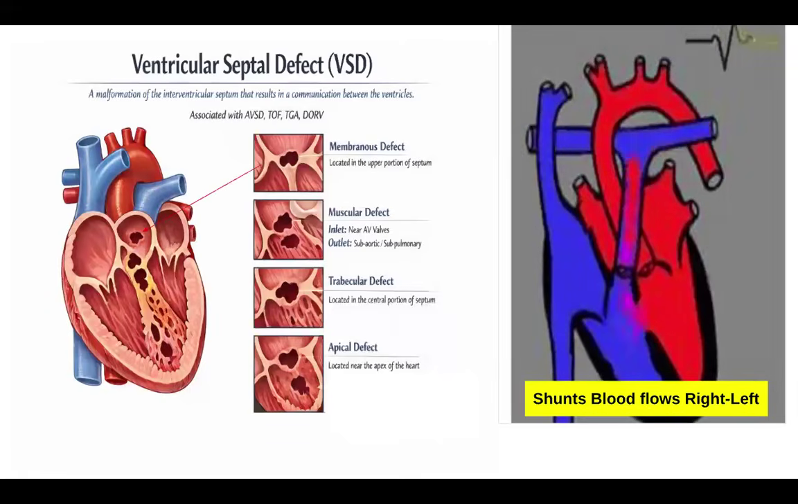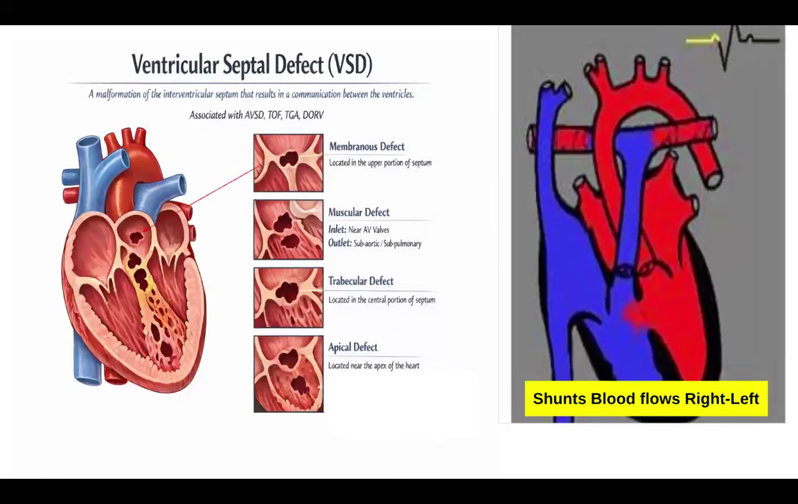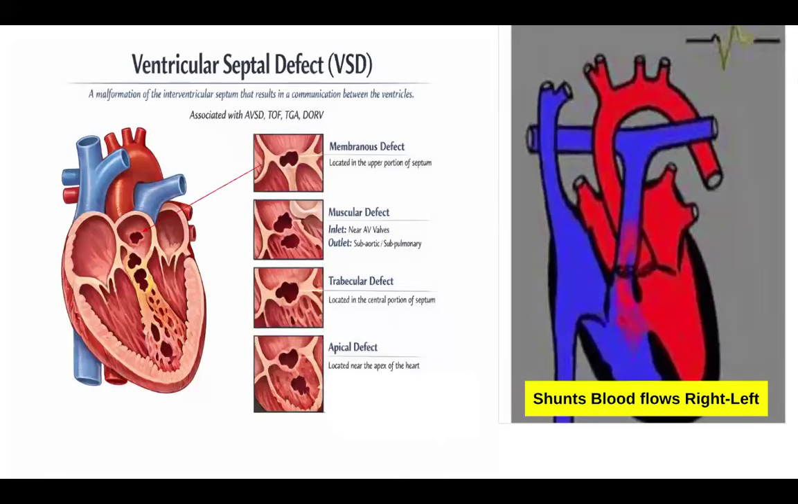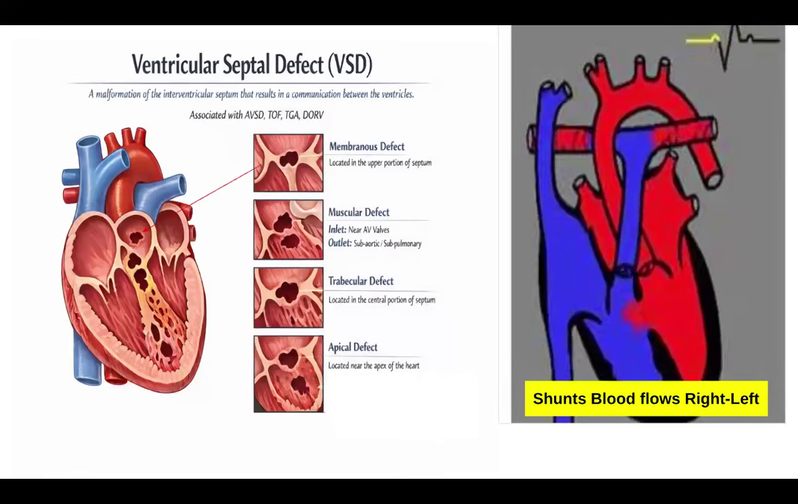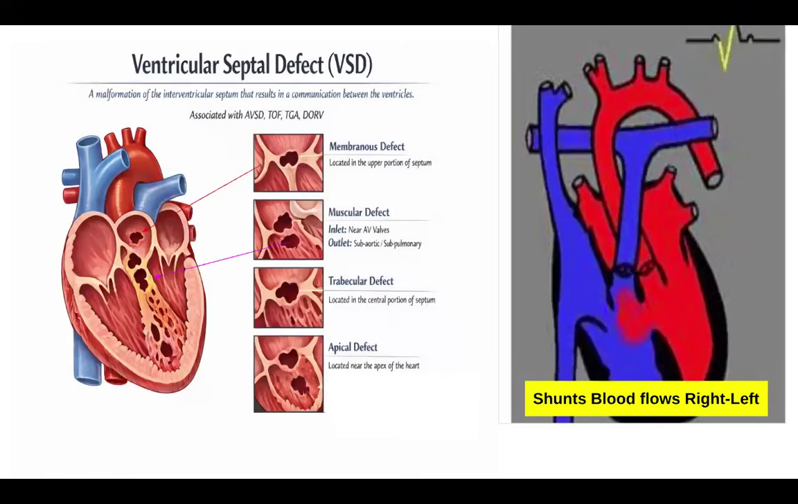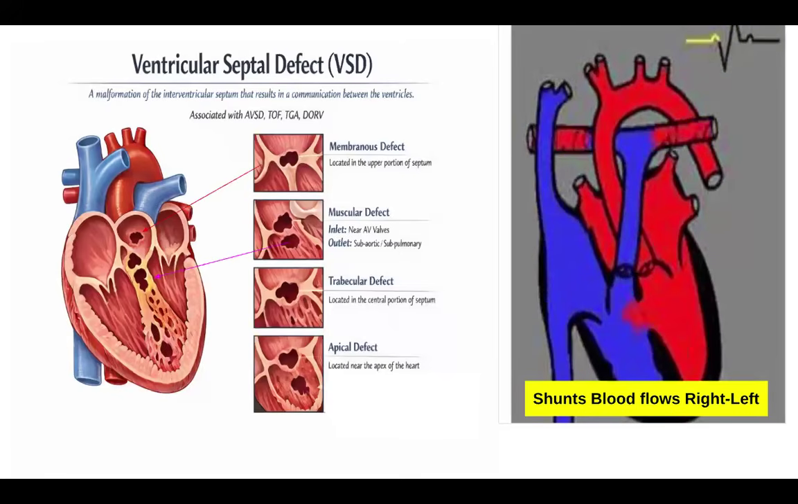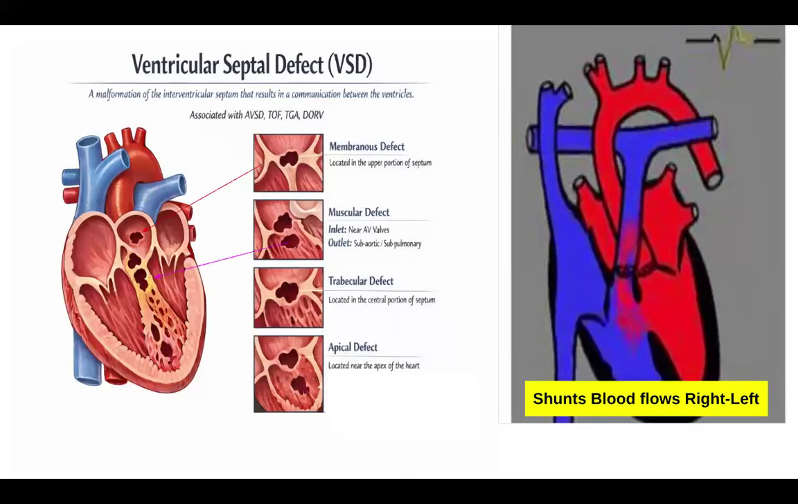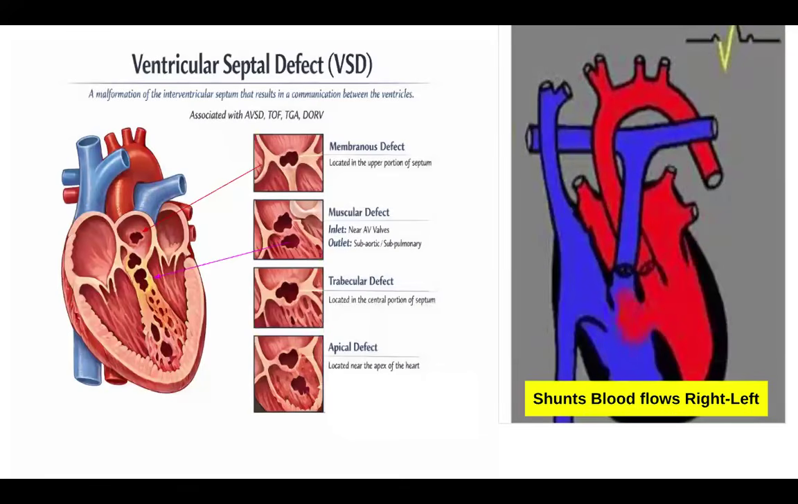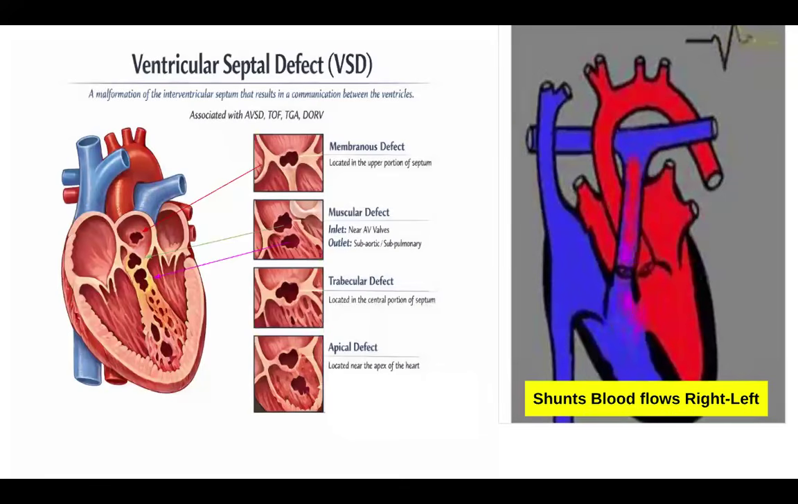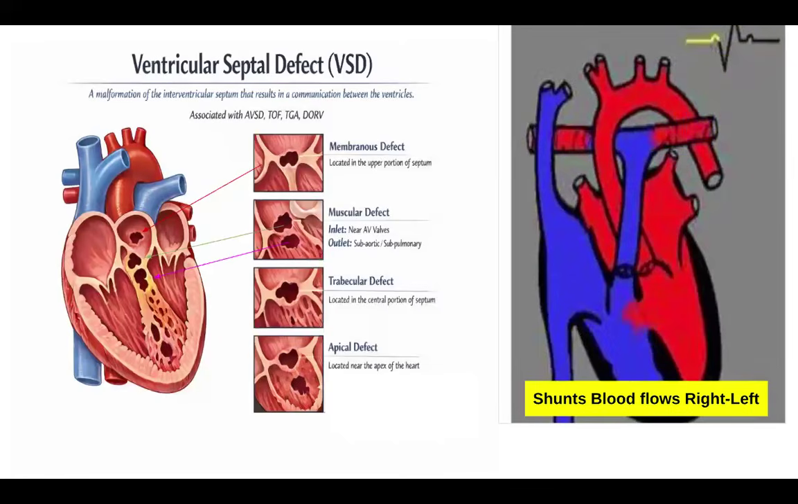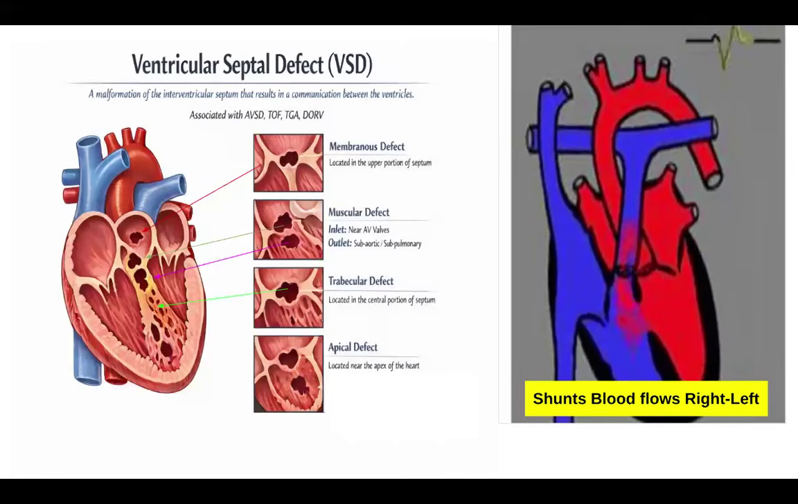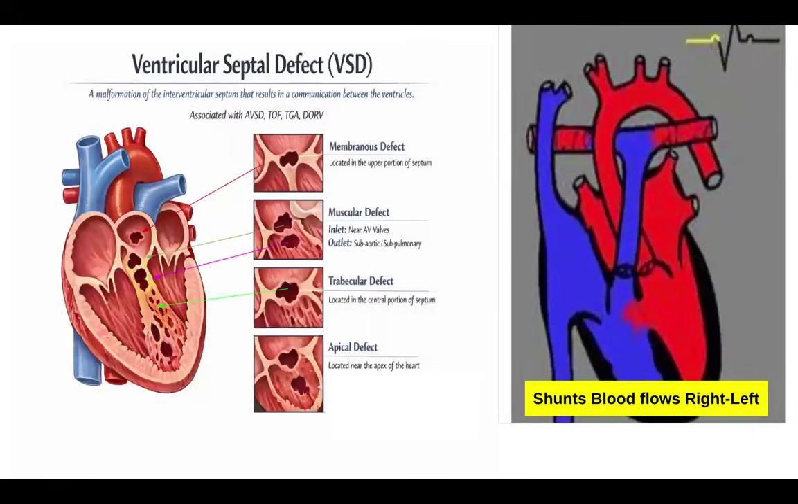So for a membranous defect, that's located in the upper portion, more near the great arteries. Okay, so you'll see the membranous, like where the LVOT starts. And then the muscular defect is where the thicker portion is, okay? Now there are two types. You can have an inlet and an outlet muscular one. So the inlet is near the AV valves. The outlet would be more near the outflows. Okay, it's just in its name. And then trabecular is that thinner portion located in the central portion of the septum, followed by the apical defect, which will be located near the apex of the heart.